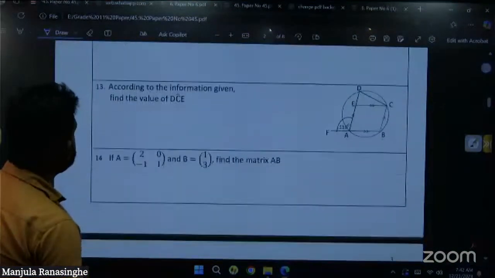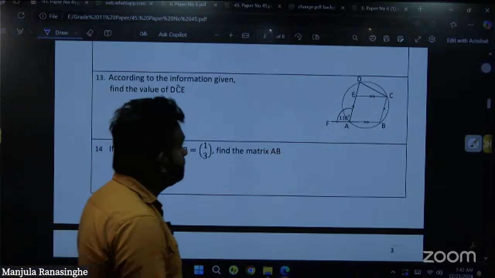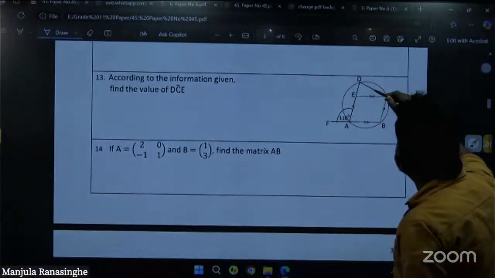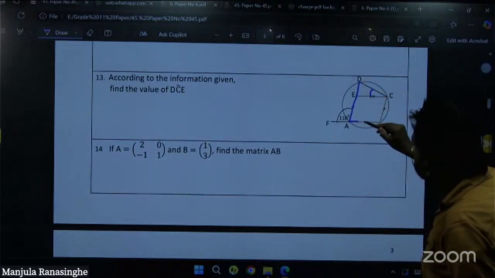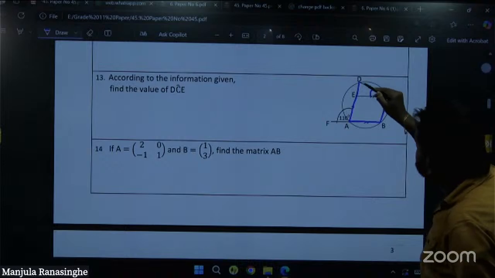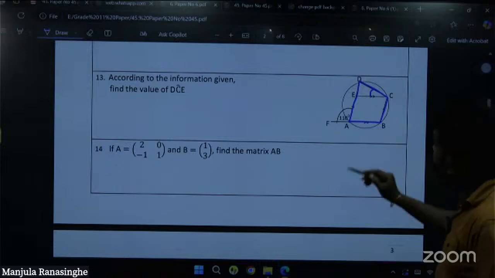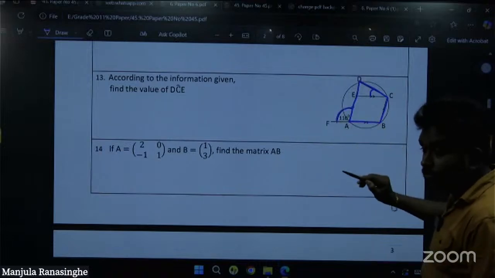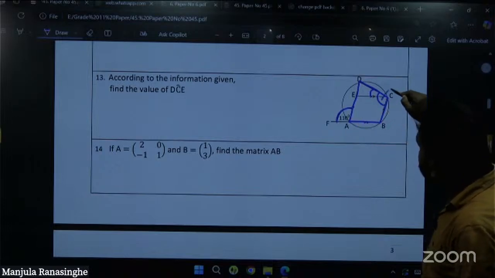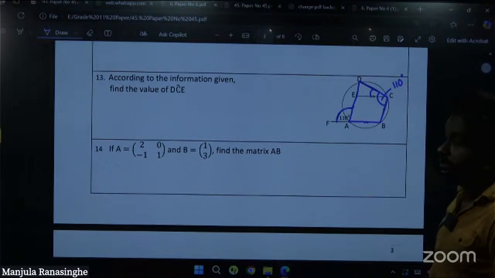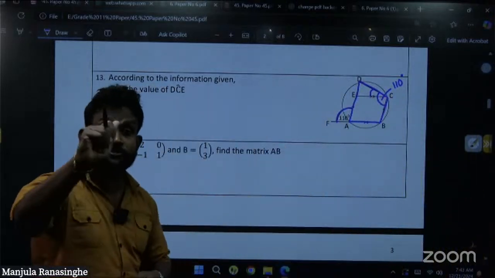Right. Now, according to the information given, find the value of DCE. DCE, this value is asked. Now check. Here a bigger one. This is a cyclic quadrilateral. Okay. So this is the exterior angle that equals the interior opposite angle. That means this total angle is 110. That's the theorem of cyclic quadrilateral: the exterior angle equals the interior opposite angle.